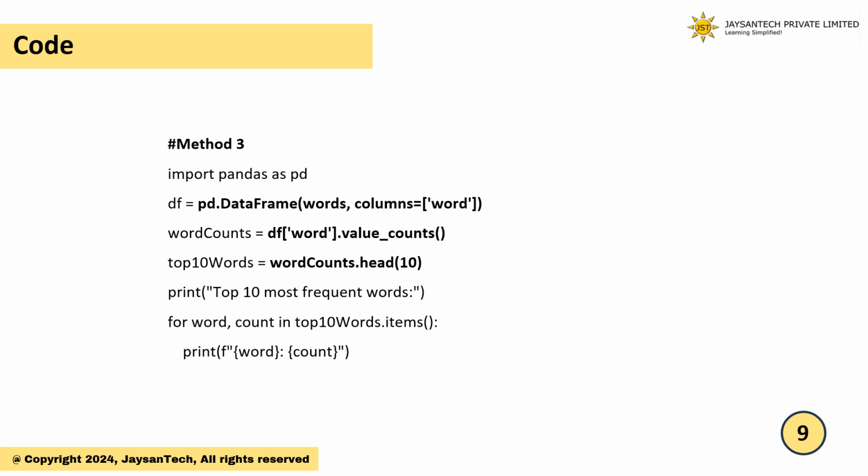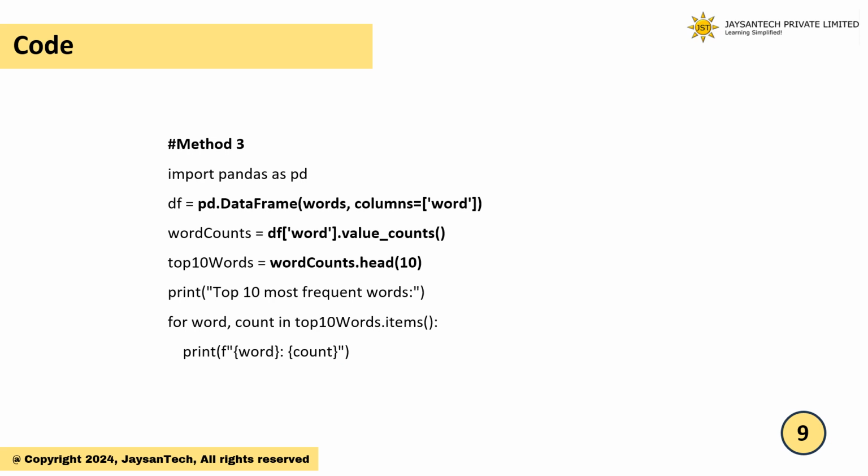So pd.DataFrame. We are passing the words list as the parameter, and we are creating the column name as the word column. Then word count: df is our data frame, df of word dot value_counts. This value_counts will count the occurrences of each word. Then for the top 10 words, we are using the head function. If you don't pass this parameter, the top 5 occurrences will come. Here we are giving 10, so you'll be fetching the top 10 words. Then we are using the same for loop, top 10 words dot items, and we are printing the word and the count.